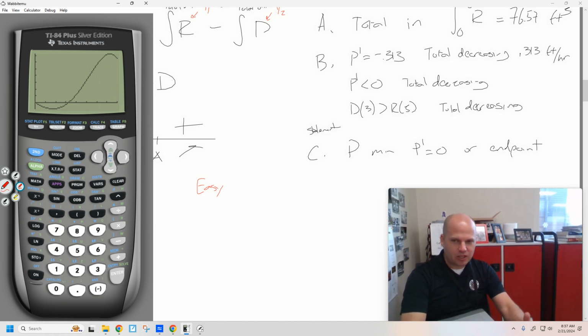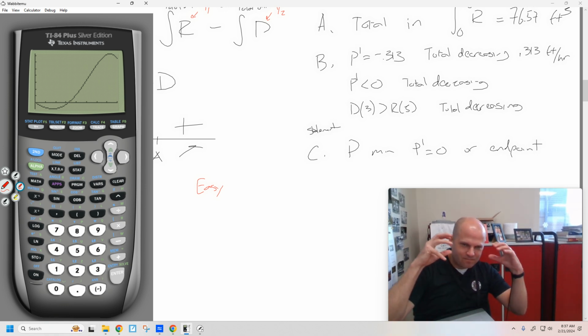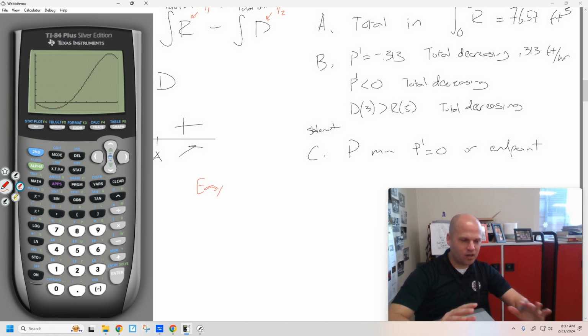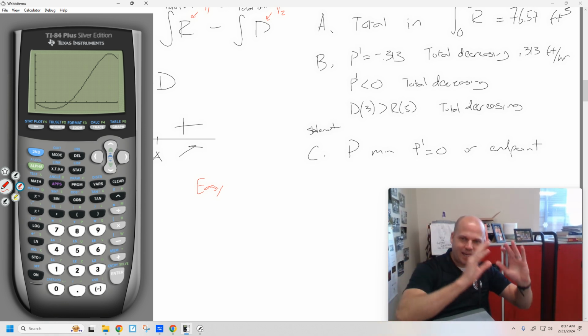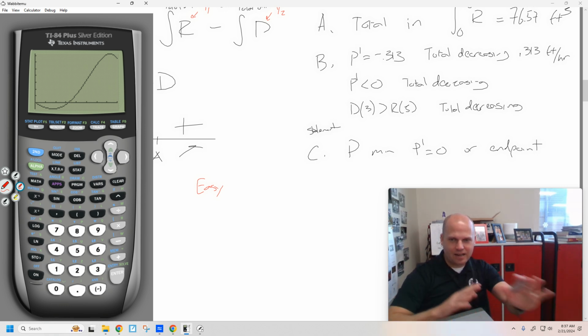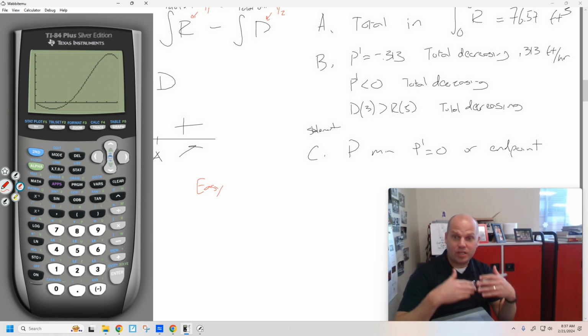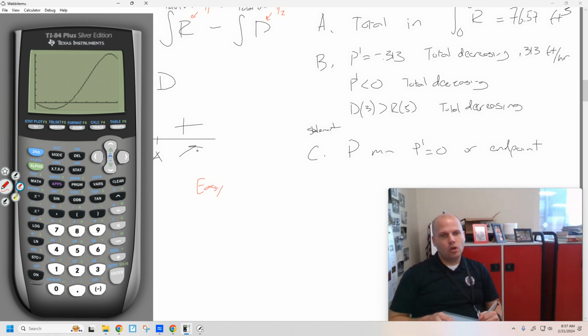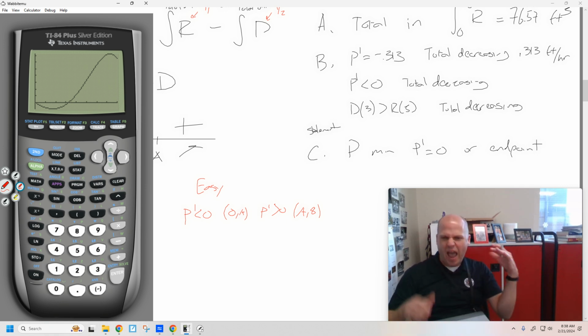But now let's be a little bit more directed at our work. Let's not just do the same thing every time. Let's see what we have and then adjust and adapt so we can make it as easy as possible. You know, P prime is negative from 0 to A. P prime is positive from A to 8. T equals A must be the min. Done. You know that. It has to be the min.